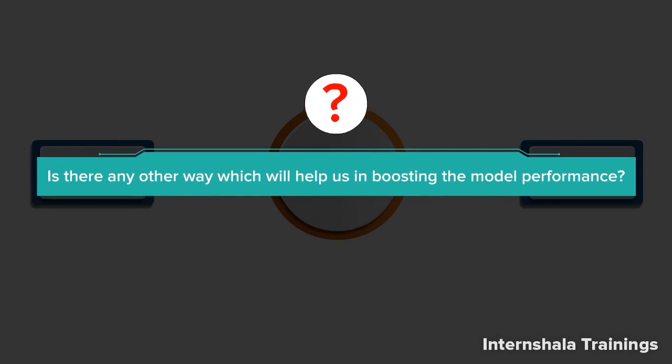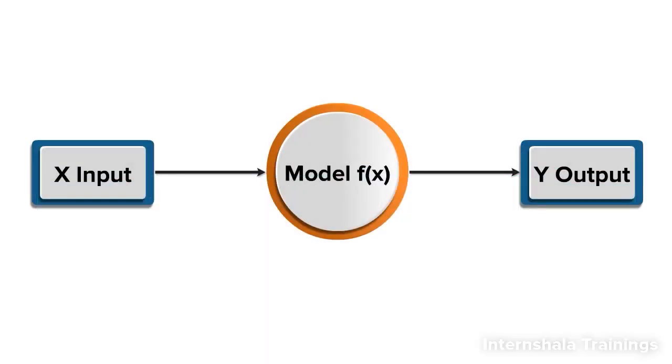Now I want to ask you a question. Is there any other way apart from just finding the best coefficients which will help us in boosting the model performance? Note that all the methods we looked at till now were around optimizing the ML algorithms or finding the optimum model. But we have not majorly focused on the data we have given to the model.